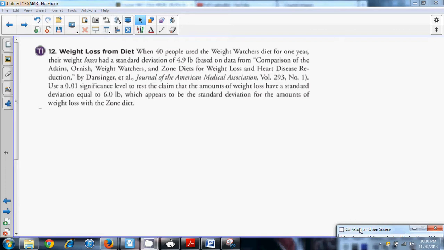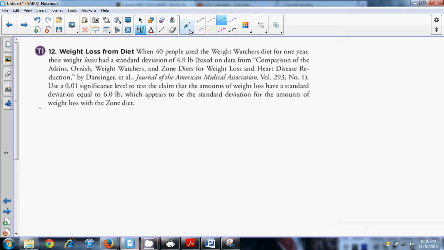Here's an example, and then we'll walk through another example that is written on the project. We have 40 people use the Weight Watchers diet for a year. Their weight losses had a standard deviation of 4.9. And we want to, with a 0.01 significance, test the claim that the standard deviation of the amount of weight loss is equal to 6 pounds.